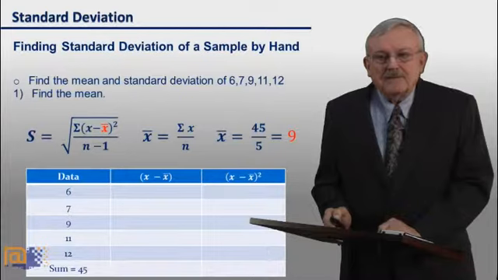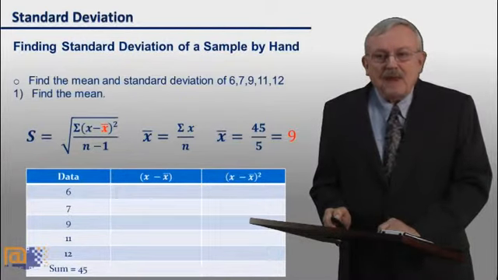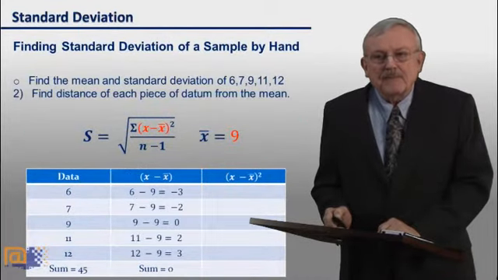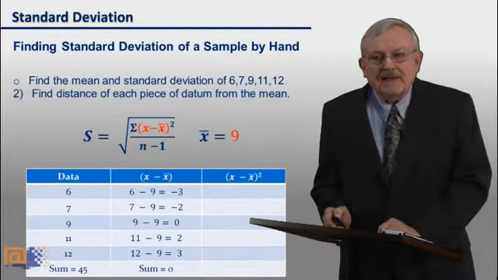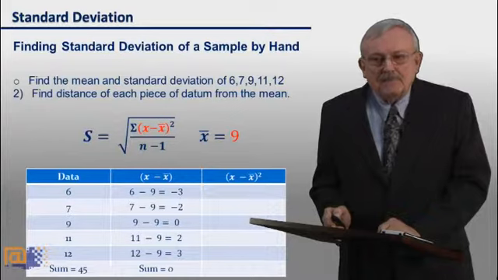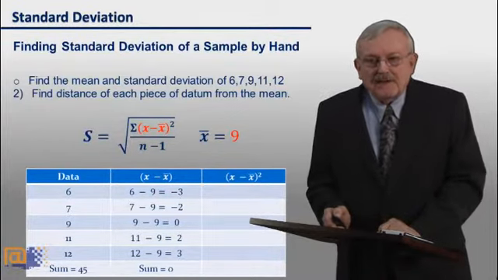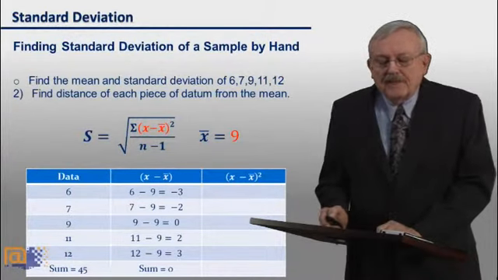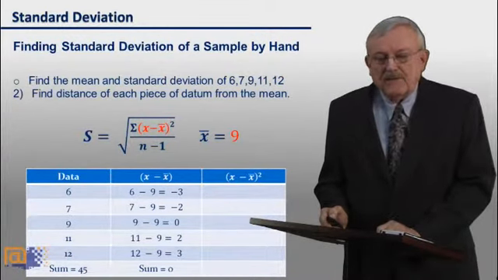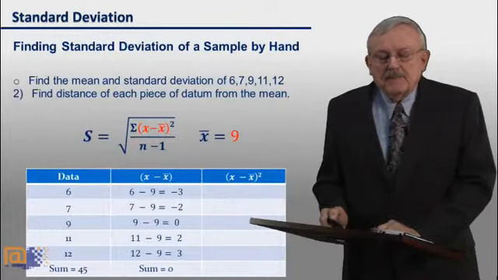In our next column of data, we're going to subtract x bar, which is 9, from each element of the sample. 6 minus 9 is negative 3, 7 minus 9 is negative 2, and so on. If you sum that center column, since x bar is the mean or theoretical midpoint of the sample, the center column sums to 0.